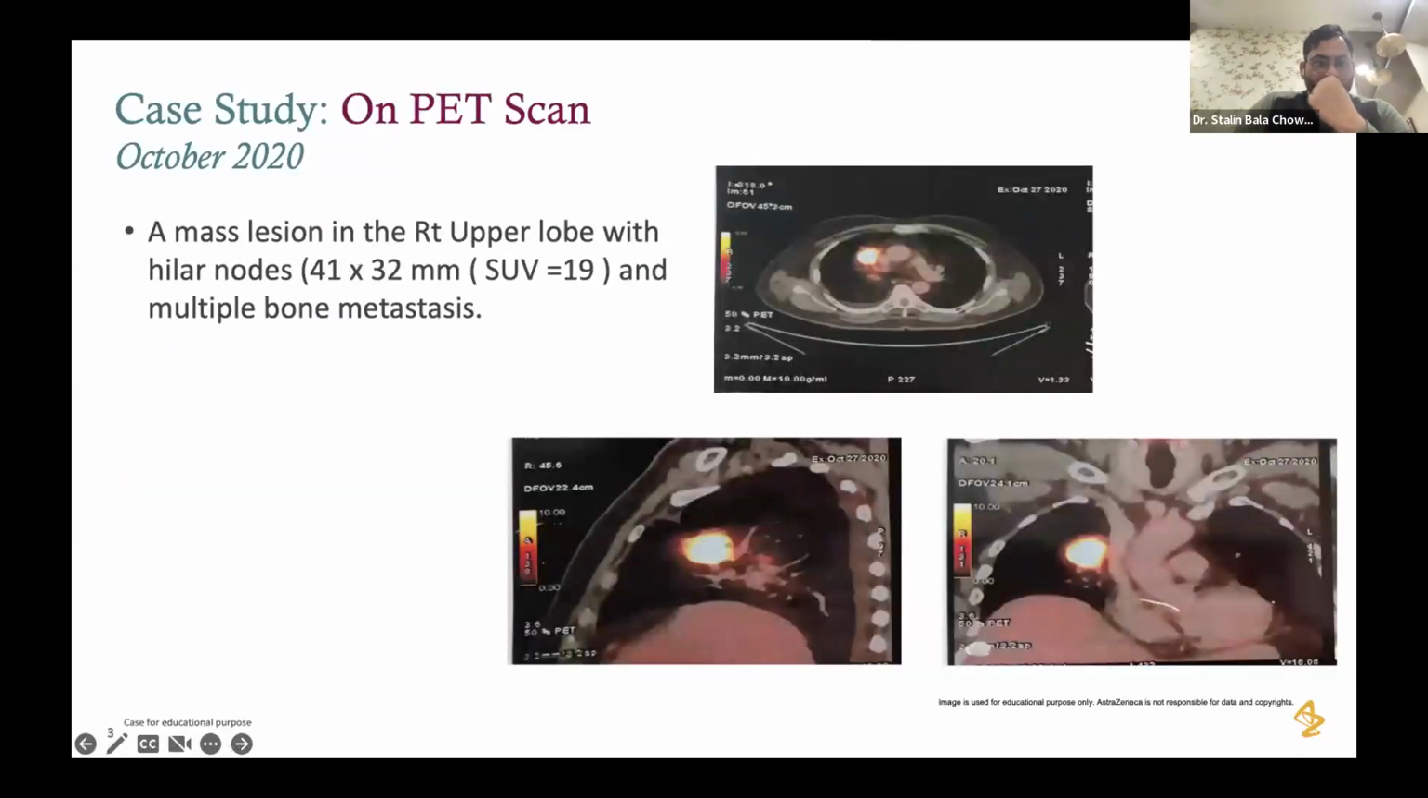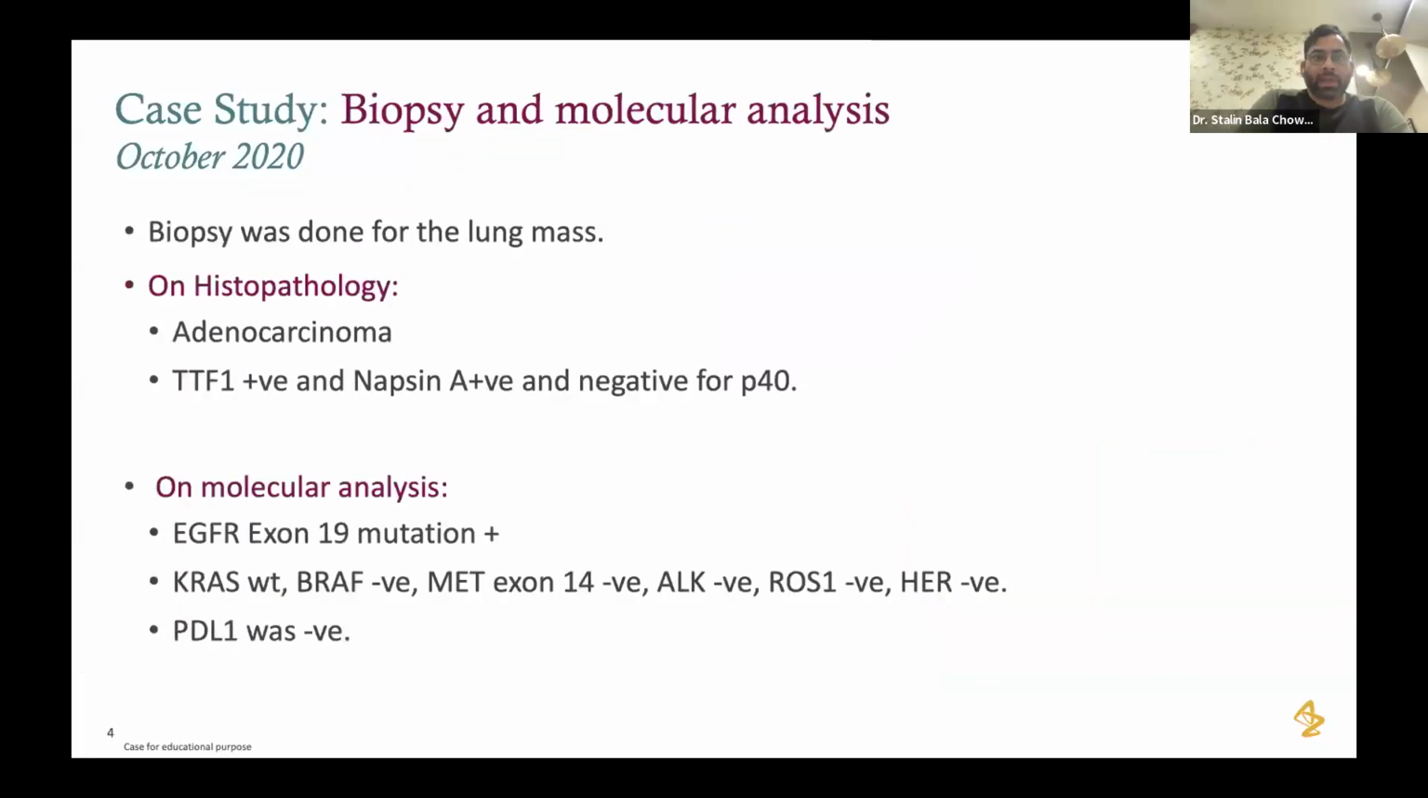A PET CT scan was done. A mass lesion in the right upper lobe was there with hilar nodes and multiple bone metastasis. And the biopsy was done, which was adenocarcinoma. And on molecular analysis, it is an EGFR exon 19 mutation, which was positive.